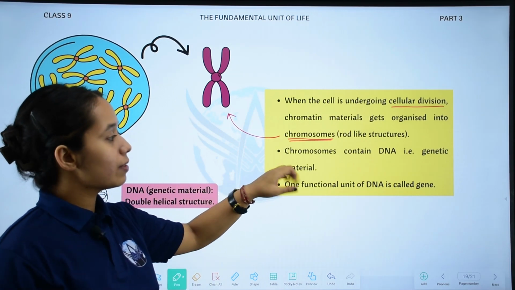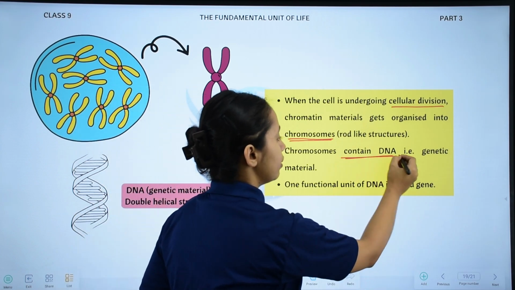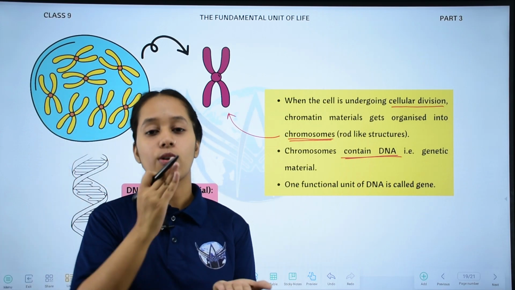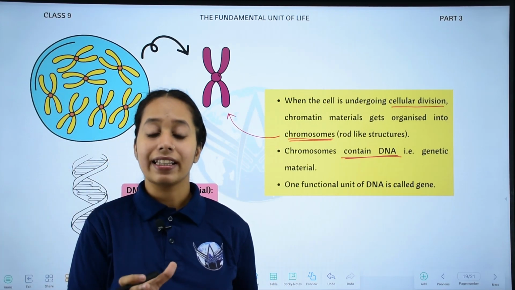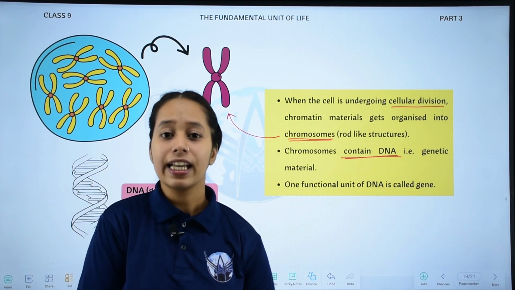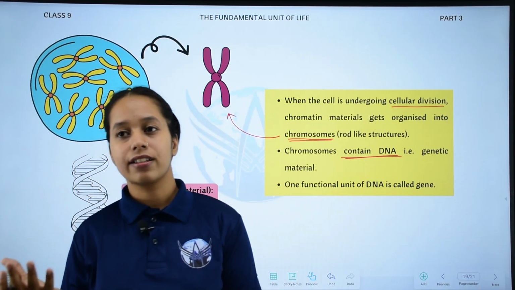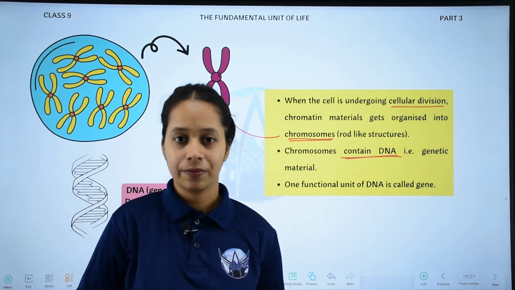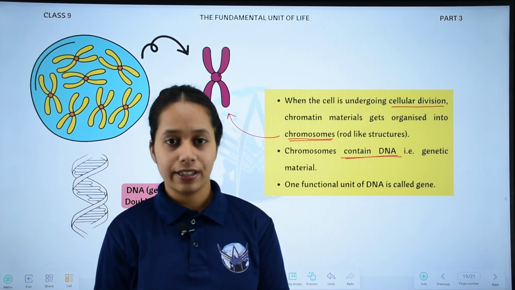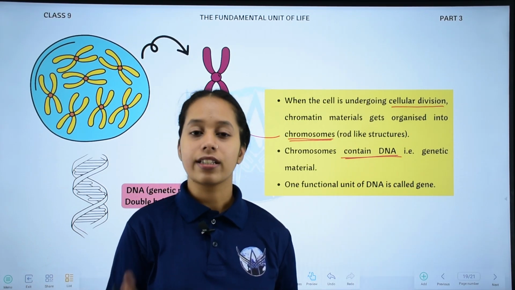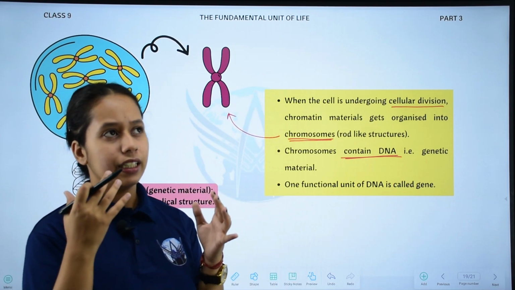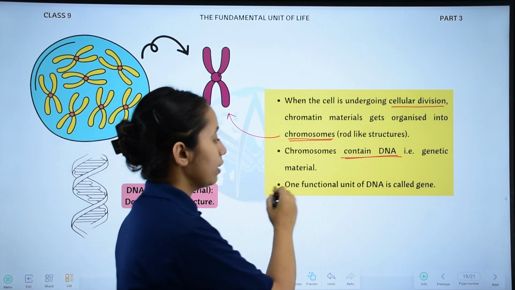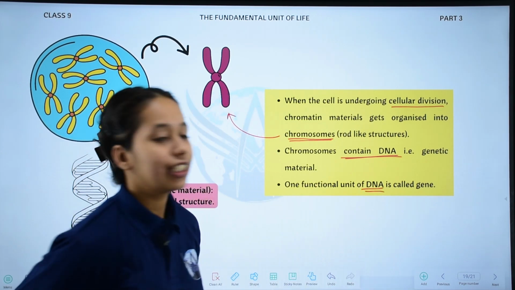Chromosomes contain DNA, an important point here. And what is DNA? The full form of DNA is deoxyribonucleic acid. This DNA is known as the genetic material. It is a substance which gets transferred from one generation to the other, from parents to offspring. So it is a genetic material, and it will carry genes. Now what are genes? One functional unit of DNA is called a gene.